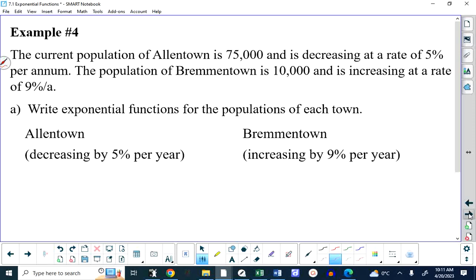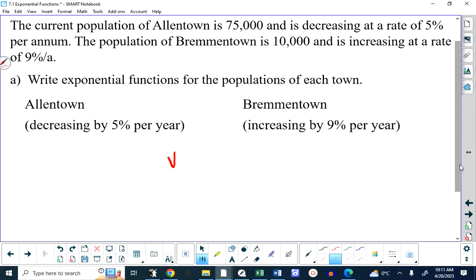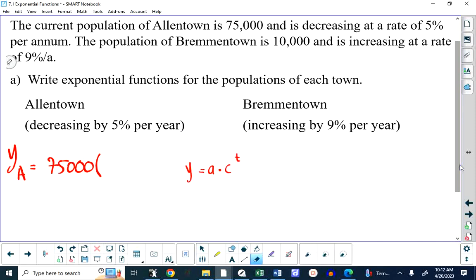In order for us to build an equation for each of these, which is what we're asked to do, we're going to use this general function. And t is going to be the number of years, because every year we know what happens. So for Allentown, the population of Allentown will be the initial population of, what do we got, 75K, times the base raised to the t. So my question is, I would like everybody to figure out what the factor of change is for Allentown. What is the population being multiplied by regularly?